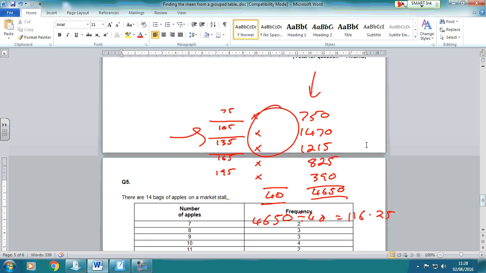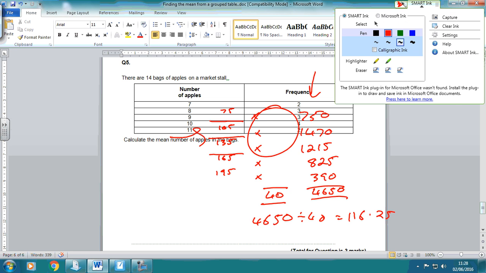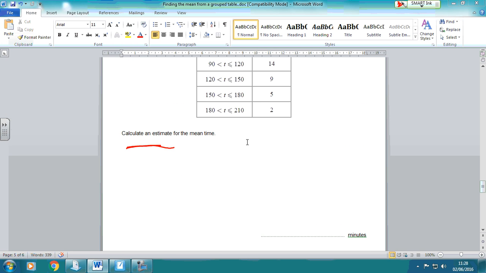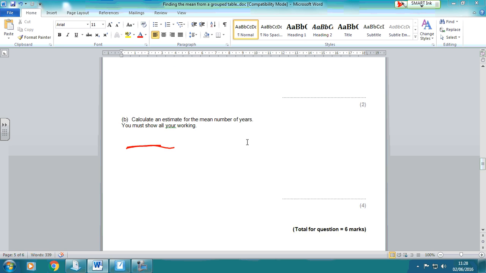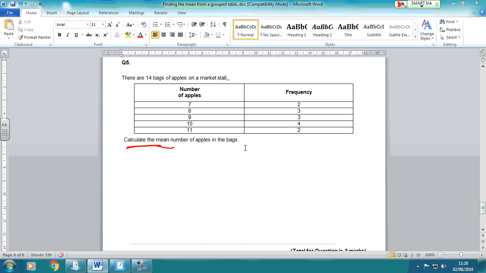So it's a very, very doable question. Now this one is very similar. It says calculate the mean. So notice that this one says calculate the mean, and all the other ones that we've done so far says calculate an estimate for the mean. So if it says calculate an estimate for the mean, we do the process that we've just done. If it says calculate the mean, then it'll be worth 1 less mark.